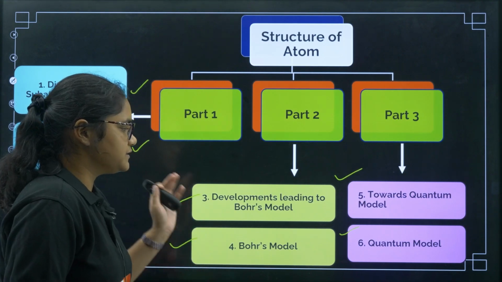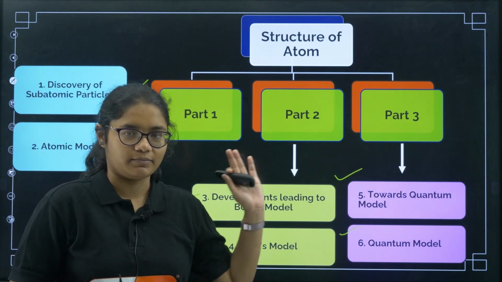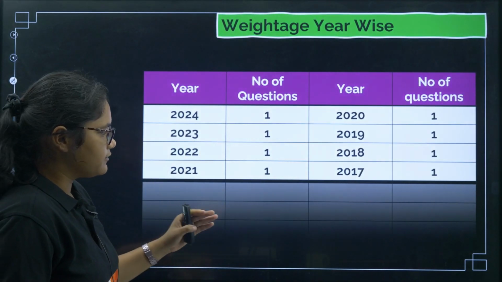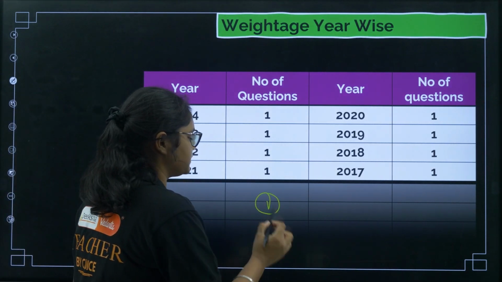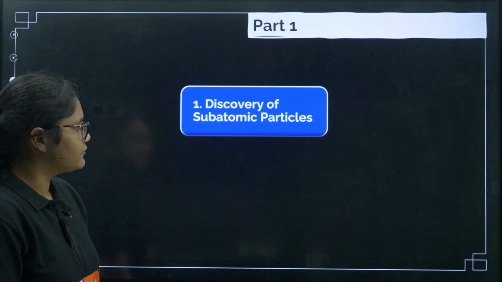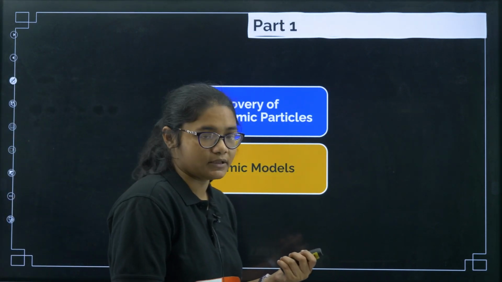Okay, so all these parts are very important. Questions can be expected from any of these parts. If you see the year-wise weightage from 2017 to 2024, every year you can expect one question from this particular topic. Now, with the first part today: discovery of subatomic particles and atomic models.